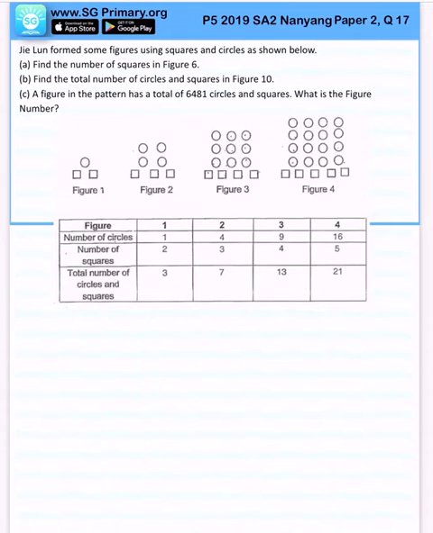Now, Jie Lun formed some figures using squares and circles as shown below. Find the number of squares in figure 6. Okay, number of squares. So let's just concentrate on squares first.